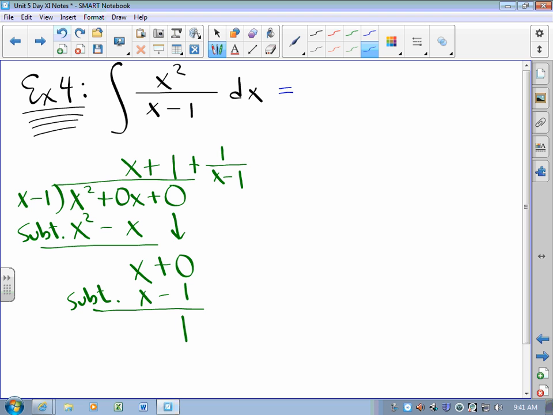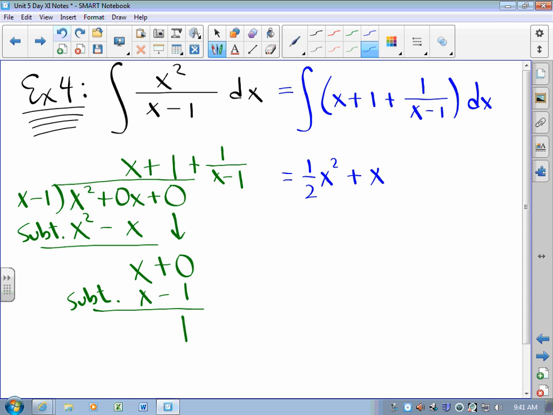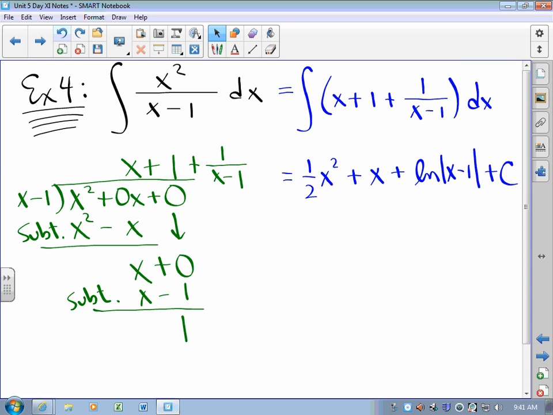How does that help us? That means that the black fraction is the same thing as x plus 1 plus 1 over x minus 1. And I can do each of those integrals one term at a time. Easy peasy, done. And that's the kind of thing I expect us to be able to do.